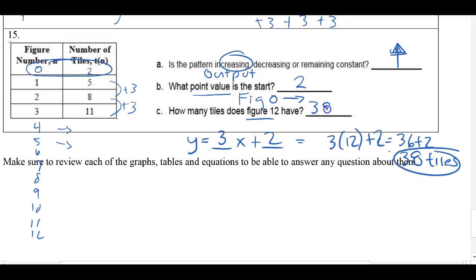And again, you can just count it out all the way until you get to 12. That's okay as well. Either way you want to do it.